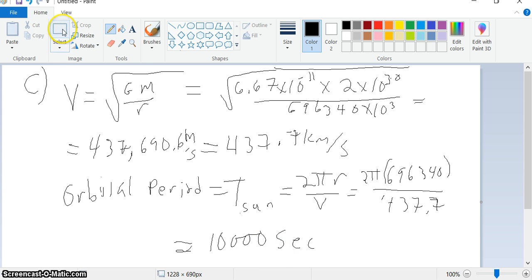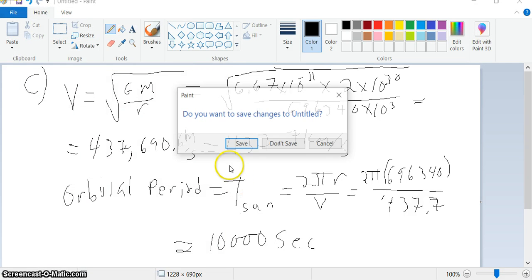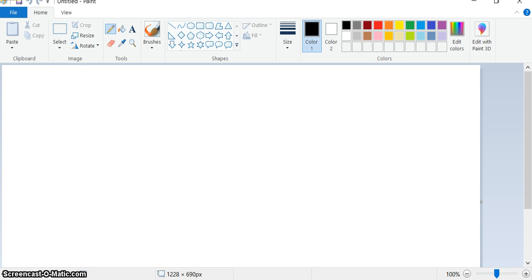Okay, so then the next thing, what the problem actually says is compare the wave period. So we know the wave period, remember that was 300 seconds, or 5 minutes, to the orbital period of an object moving just above the surface of the sun. So this is the period of the sun divided by the period of the wave. So this was about 10,000.